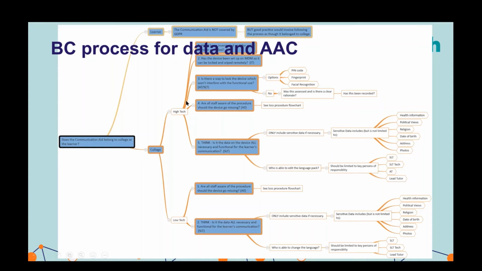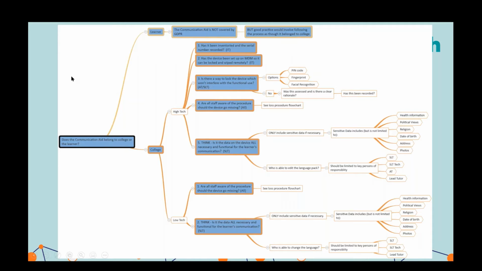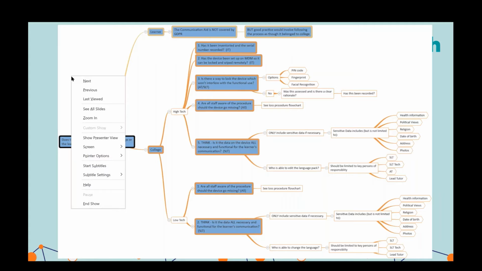This looks rather complex, but I'm going to just zoom in on it for a sec and go through it step by step, so you can see it.